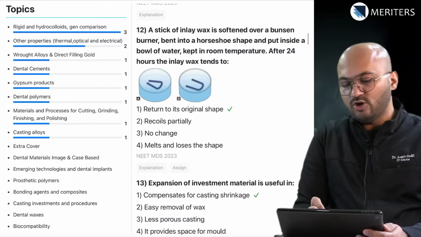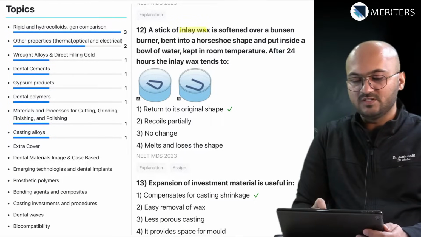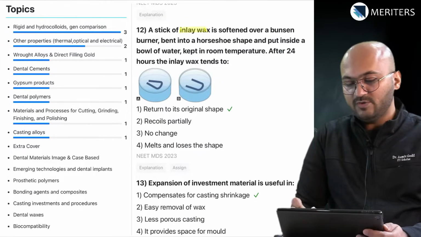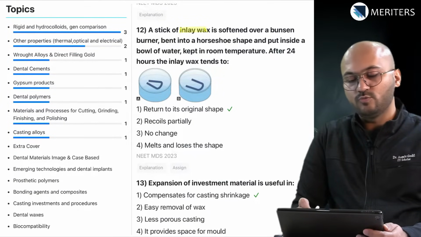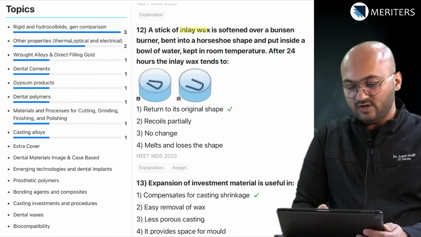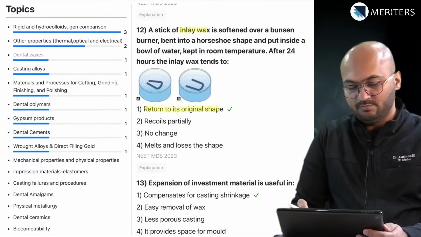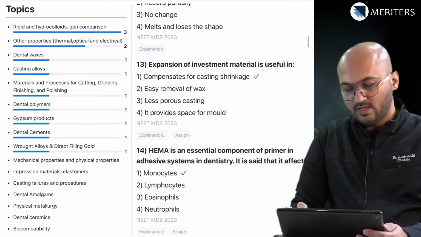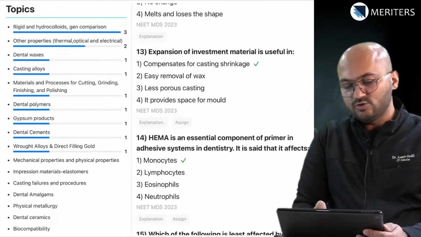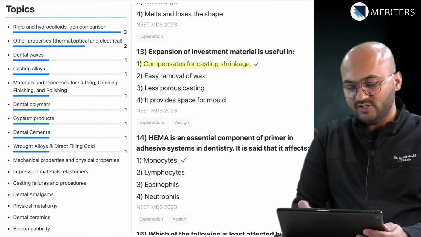Then a question on inlay wax, which is softened over a Bunsen burner, bent in a horseshoe shape and put inside a bowl of water kept at room temperature. After 24 hours, it will return to its original shape. Expansion of investment material is useful because it compensates for casting shrinkage.